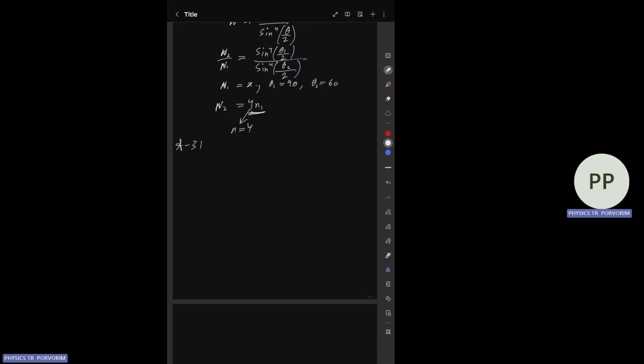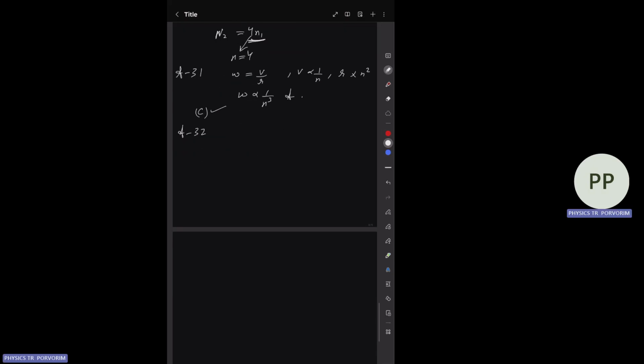Now question 31. The angular speed of the electron in an orbit of a hydrogen atom is directly proportional or inversely proportional to what? Angular speed is given by v by r, right? And v is inversely proportional to n, and r is directly proportional to n square. So when we put the values, omega comes out to be 1 by n cube. So option C is correct, inversely proportional to n cube.